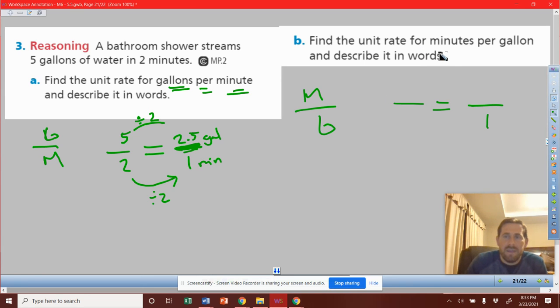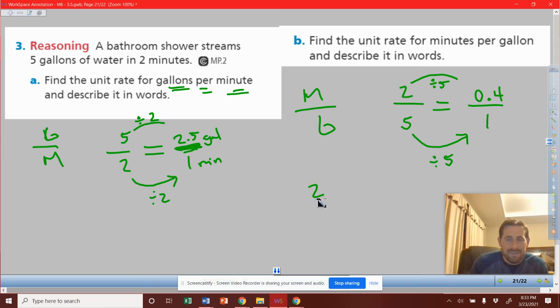Here, find the unit rate for minutes per gallon. So we put minutes here and gallons there. Our minutes is still 2 minutes. Our gallons is still 5 gallons. So what did we do to 5 to turn it into 1? Divided it by 5. What are we going to do to 2 to turn it into our mystery or our unknown? We're going to divide by 5. 2 divided by 5 is 0.4.